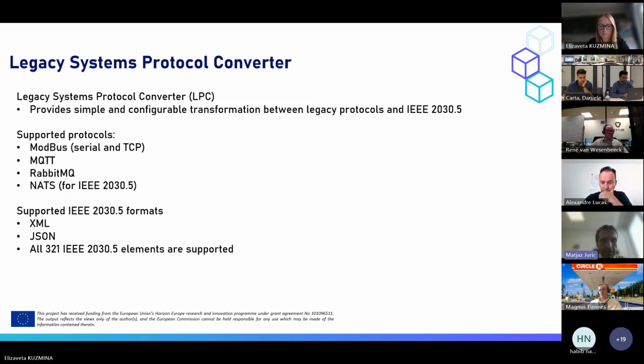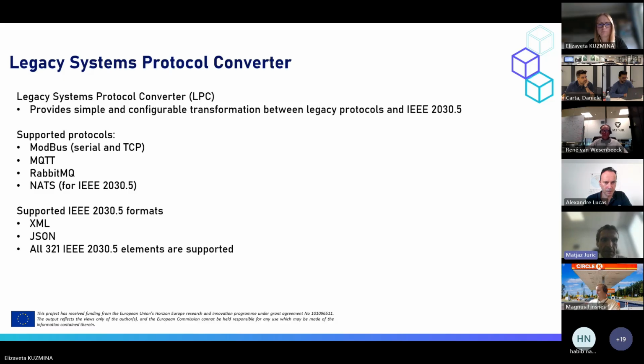And NATS is basically the main transport protocol for the IEEE 2030.5 representation of messages. We also support IEEE 2030.5 in XML format, which is the original as specified by the standard. And also the JSON representation. So the JSON representation is basically a mirror representation to XML. It has the same tags, element names, and so on. It only uses JSON, which is, well, modern, more commonly used, and so on.